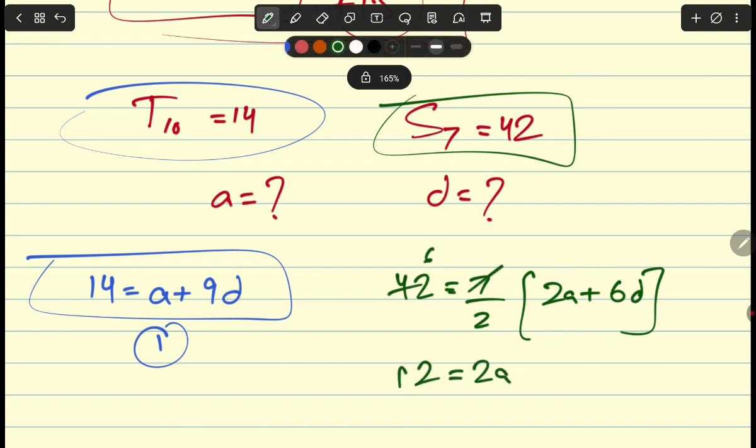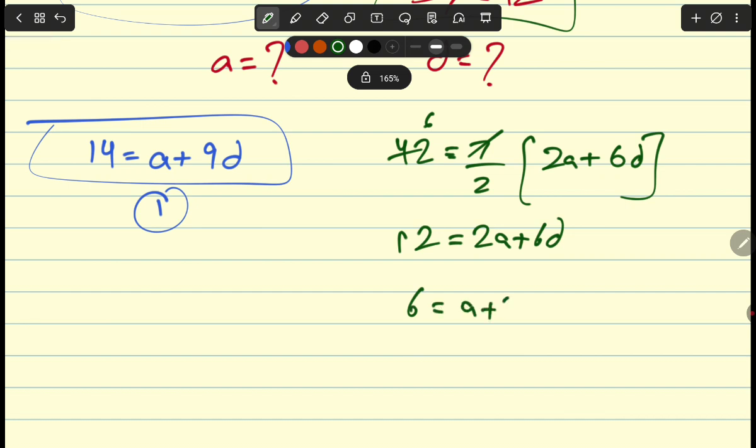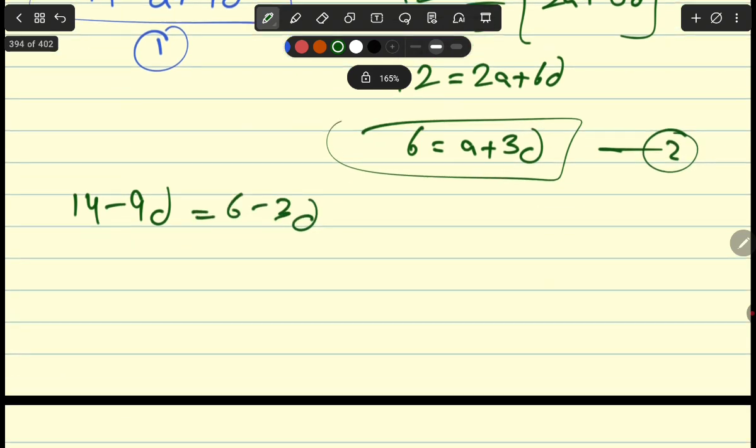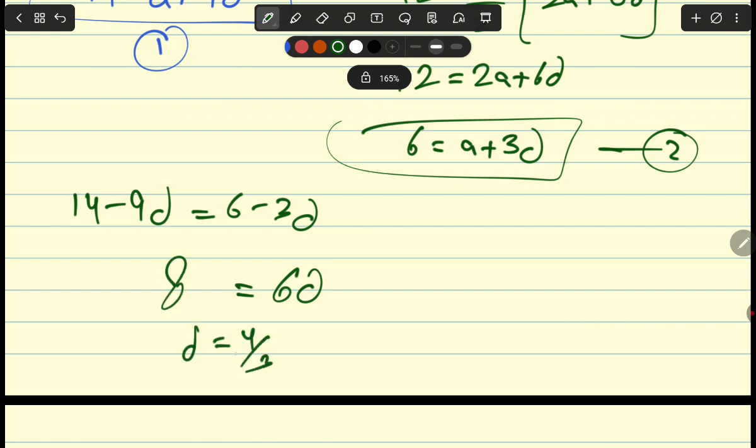12 is equal to 2a plus 6d, or we can also rewrite it as 6 is equal to a plus 3d. Now let's compare the a. So this becomes 14 minus 9d from the first equation, and is equal to 6 minus 3d from the second equation. So this becomes 6d is equal to 8, or d is going to be equal to 4 upon 3.